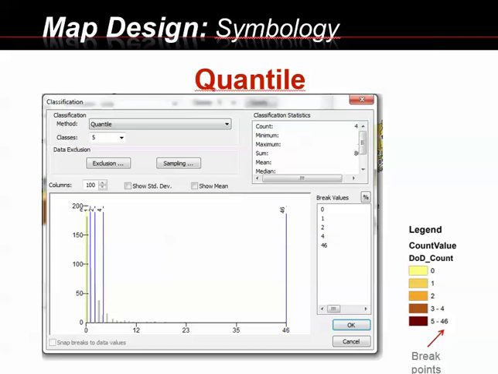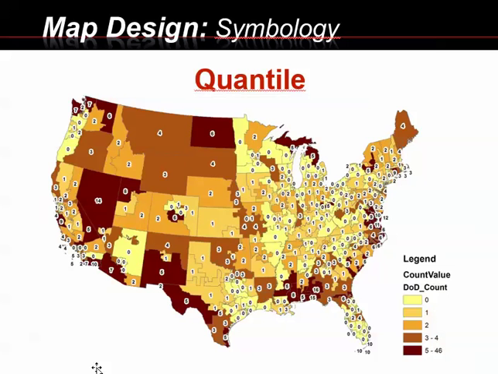The quantile method is a method that I like. It's well suited to linearly distributed data because features are grouped by the number in each class. However, the numbers can sometimes be misleading. So let's look at that same map and see what it looks like represented in a quantile. Because the class ranges are specific to the individual data set, it's difficult to compare a map with another map.